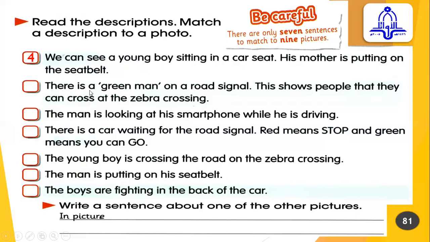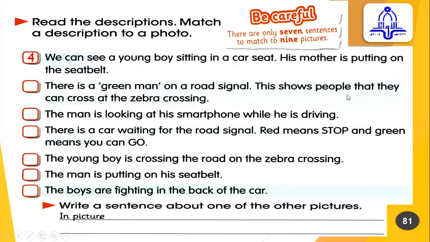The second sentence, there is a green man on a road signal. This shows people that they can cross at the zebra crossing. Again, there is a green man, هنالك رجل أخضر, on a road signal, على إشارة الطريق, road signal. All of us, we know that the road signal, there are three types, green, red, and yellow. So the red, it means stop, the green means go, and the yellow, it means prepare, on a road signal.